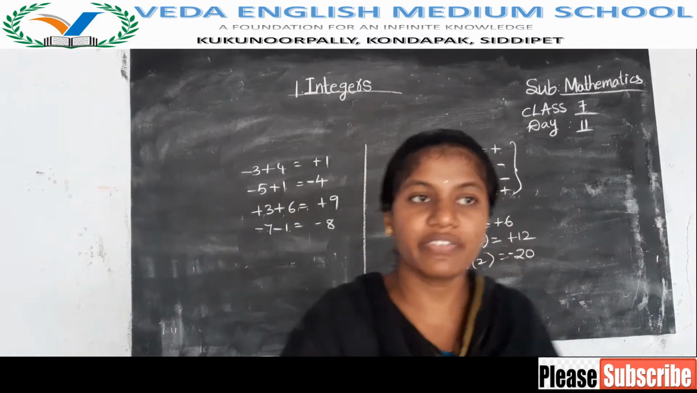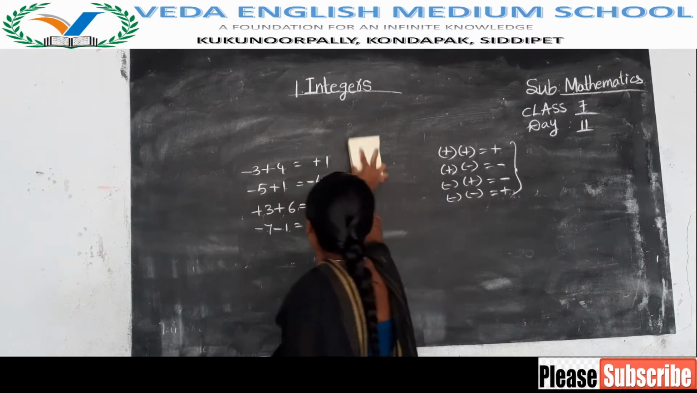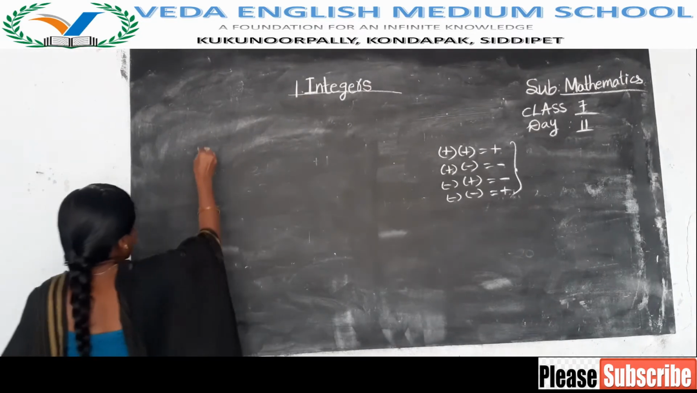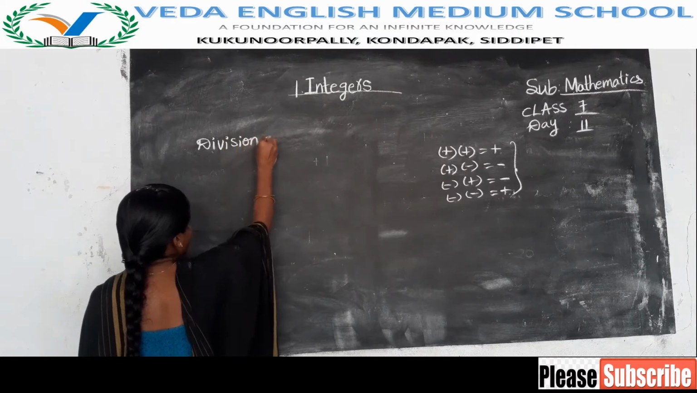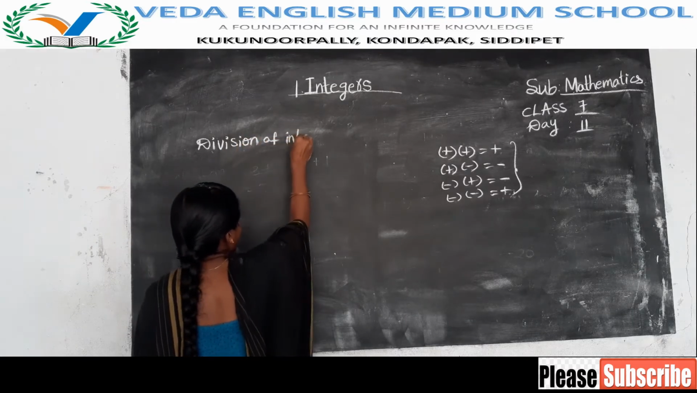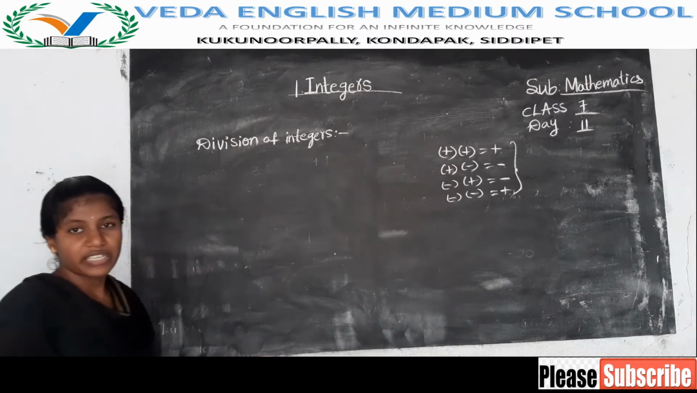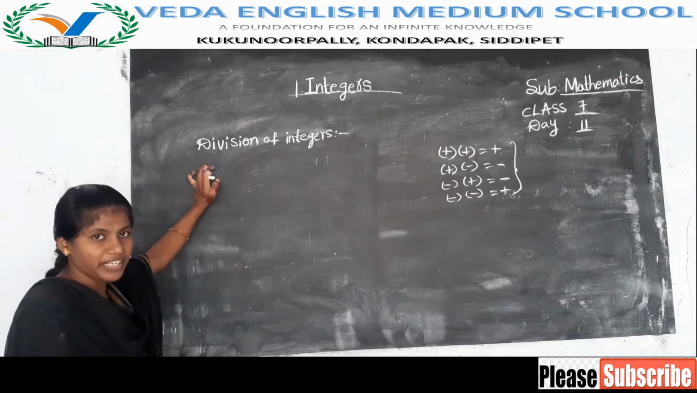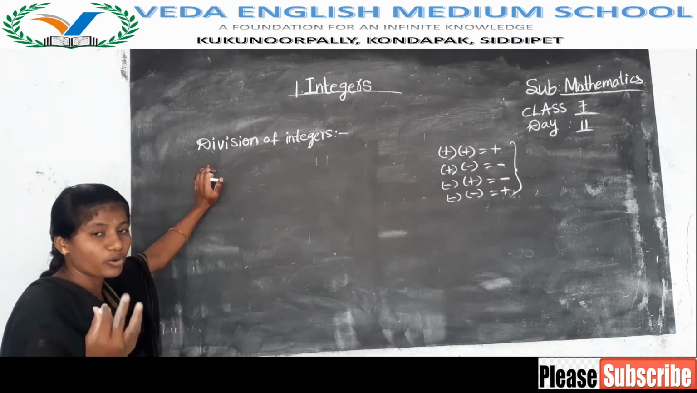Today we will learn about division of integers. Do you know about division? Division is the inverse process of multiplication. That means in each multiplication fact there are two division facts. That means division is inverse to, opposite to multiplication.